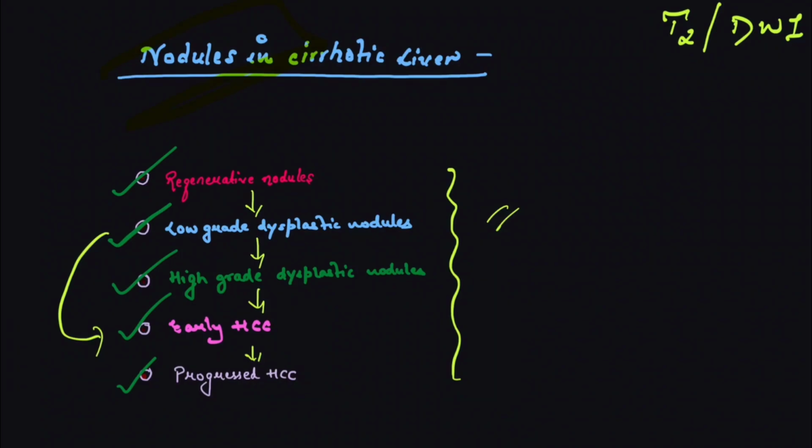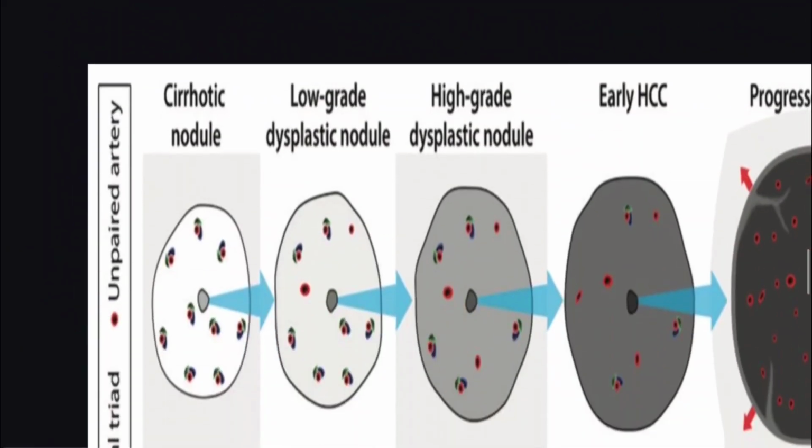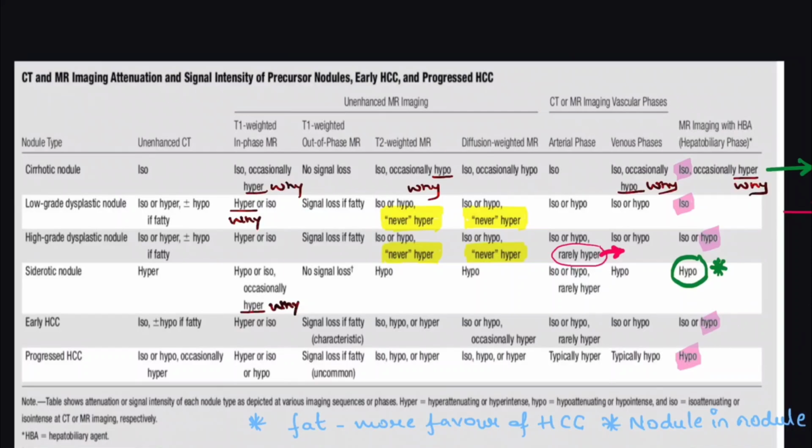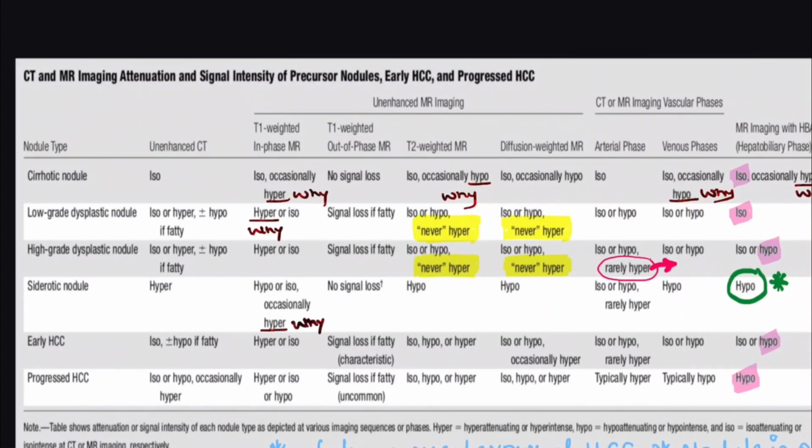But we as radiologists have to differentiate all these lesions because we have to treat the patient accordingly. For example, regenerative nodules are benign nodules, while from the dysplastic stages there is some sort of dysplasia, then early HCC is like a carcinoma in situ stage, and finally the progressed HCC. So let's look at this chart of the CT and MR features of these nodules of cirrhotic liver background.